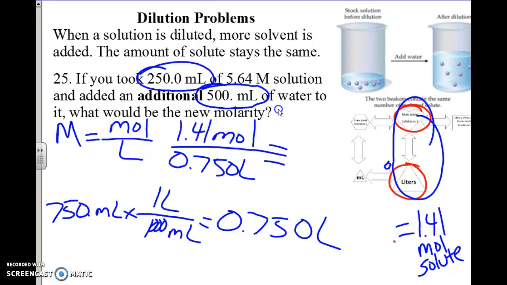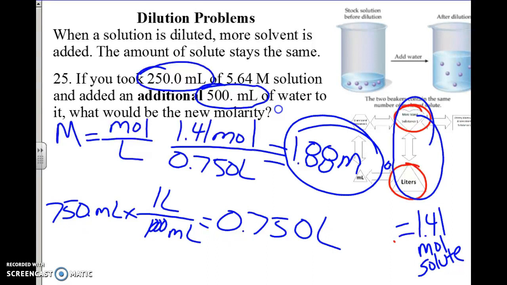You solve that problem, and you find out that you have a 1.88 molar solution. So if you started with a 5.64 molar solution and you add more water to it, it should become more dilute, and that answer does in fact give us a more dilute answer.